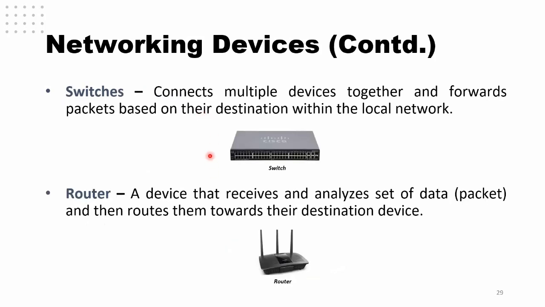And then we have switches, which connect multiple devices together and forward the packets. A packet is a set of data. They forward the data based on their destinations within the local network. So once you send a set of data, they check the particular location and send that data across the network. And a router is a device that receives and analyzes the set of data, the packets, and then routes them to the respective destination device.